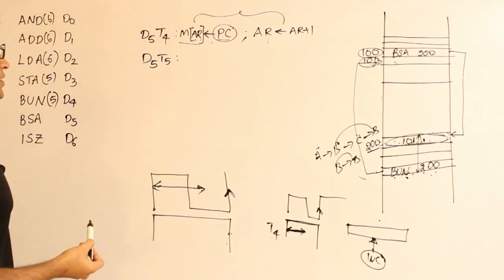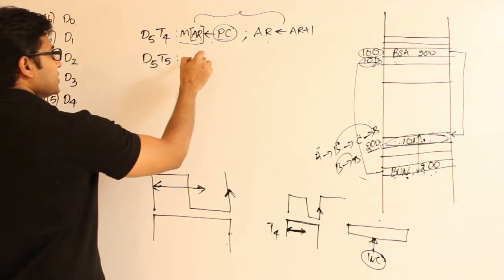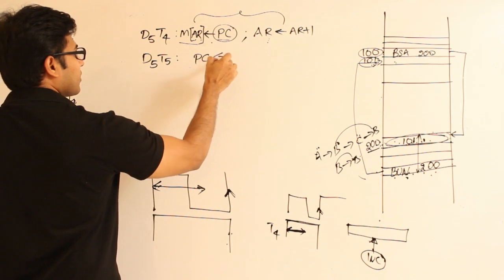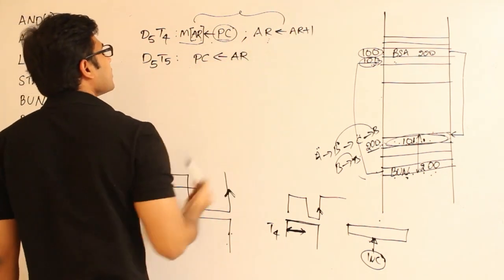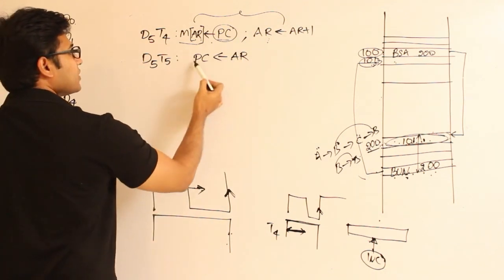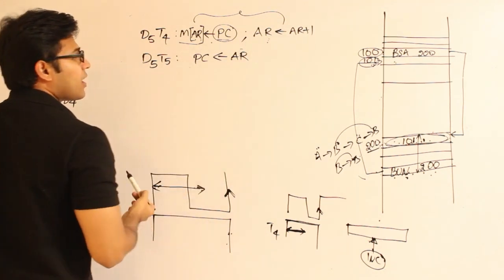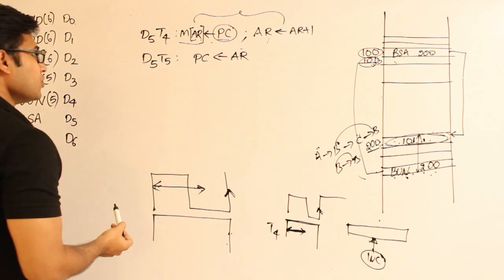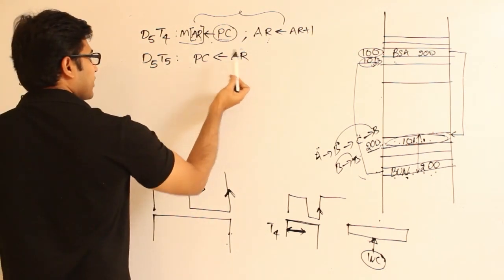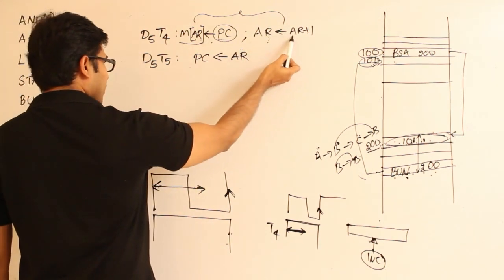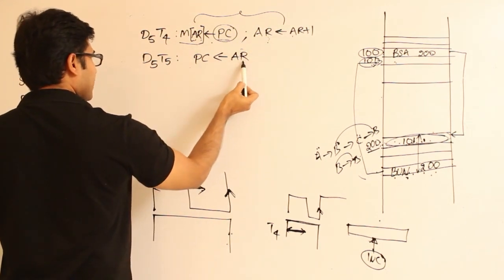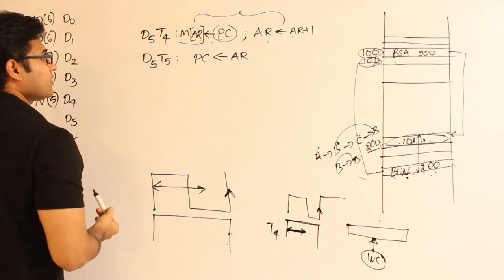So after this one is done, I have to load PC with the new contents of AR. Can I write PC and AR here? Can I write this operation here? I cannot write it, because if you do so, we are actually trying to do two things. We are trying to increment AR as well as load the contents of AR into PC, right?